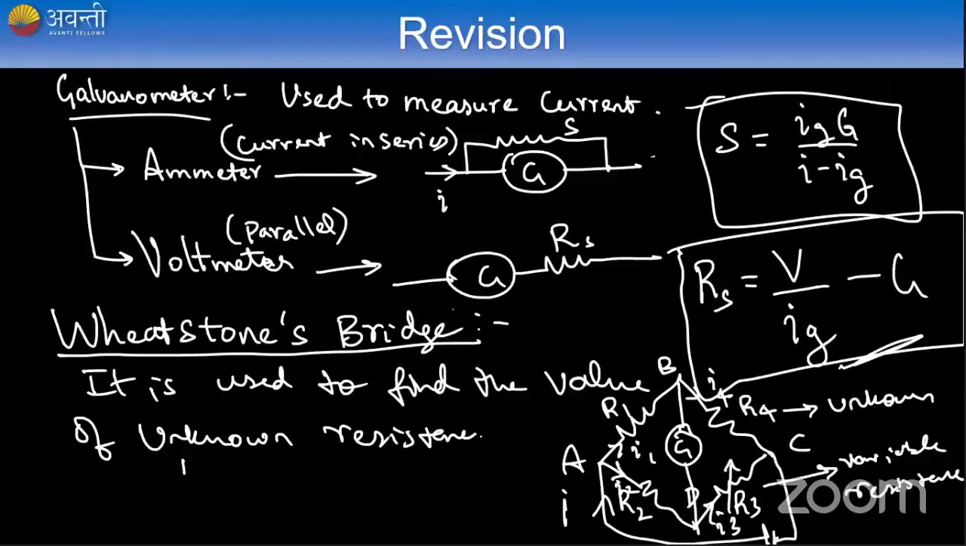If we take the ratio of resistances, R1 by R2 is equal to R4 upon R3. So if I rearrange, what will I get? R4 is equal to R3 times R2 by R1.